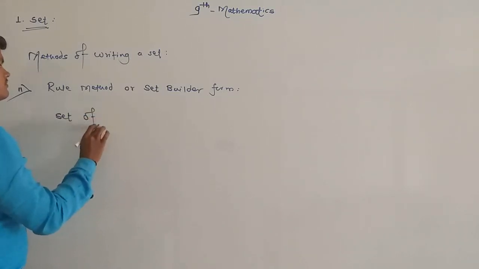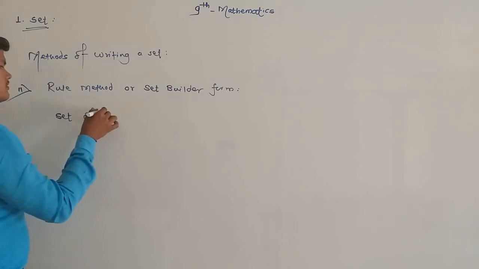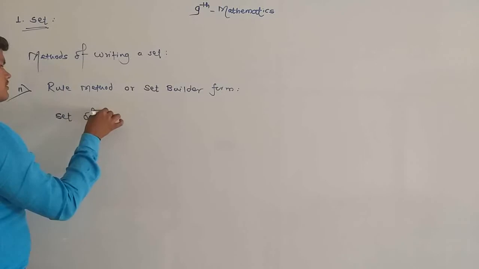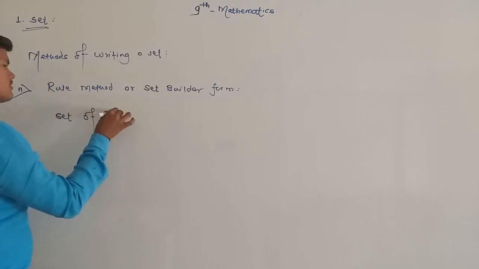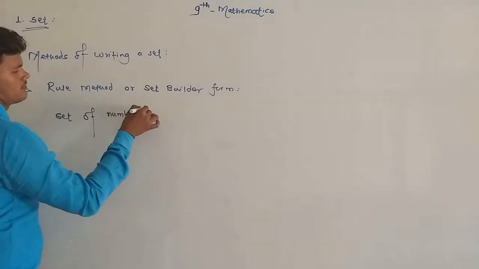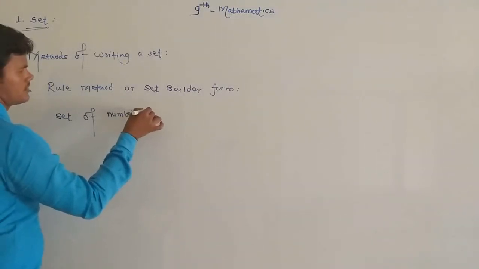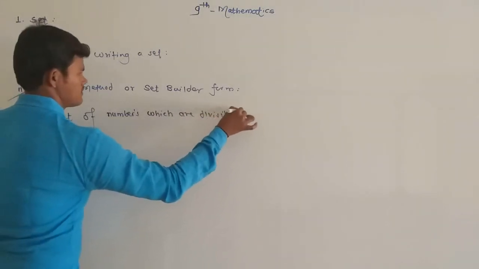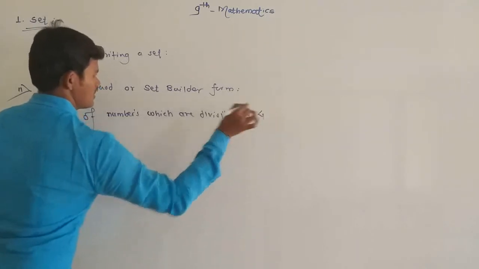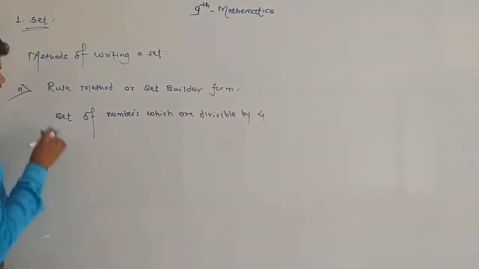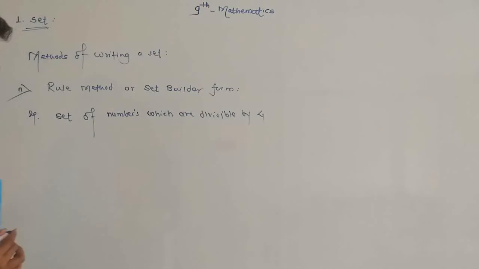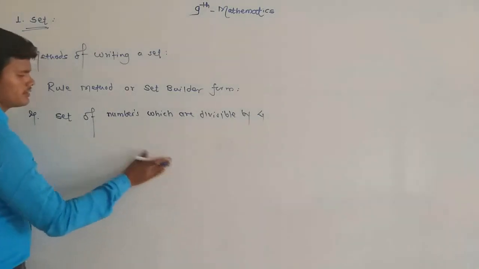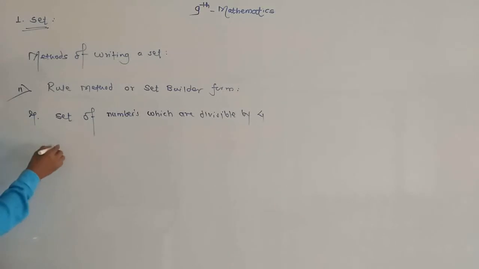Set of numbers which are divisible by 4. Okay, so the example is set of numbers which are divisible by 4. We have to write this set by using a rule method. First of all, write the name of set by using capital letter.